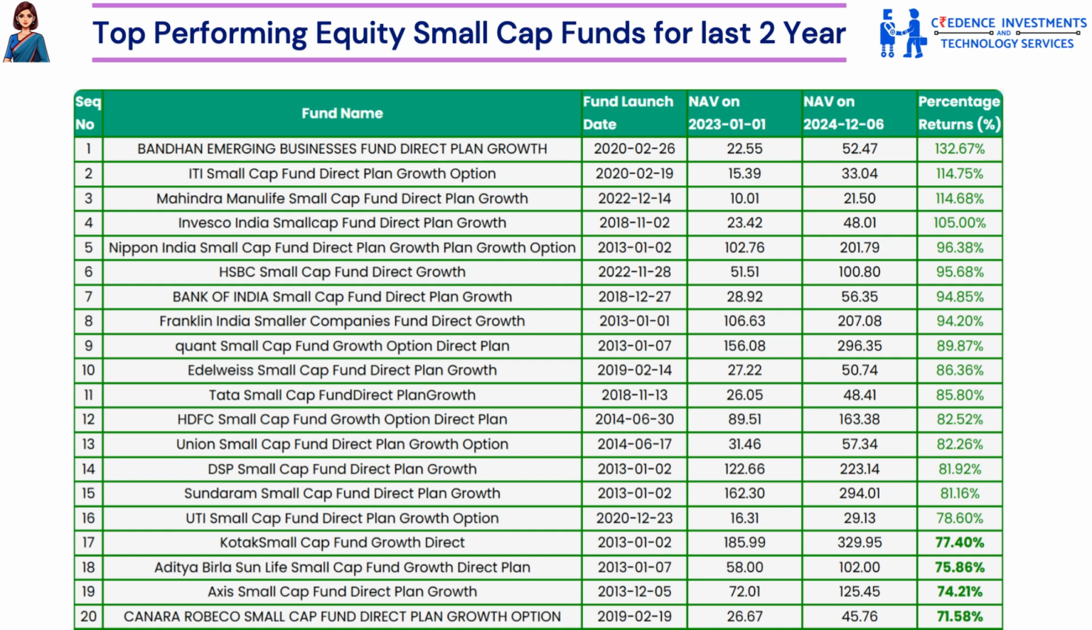Now let's look at the 2-year performance comparison of 20 small cap mutual funds, showing their net asset value, NAV, growth from 1 January 2023 to 6 December 2024, along with their respective percentage returns. Top performing funds, highest returns.